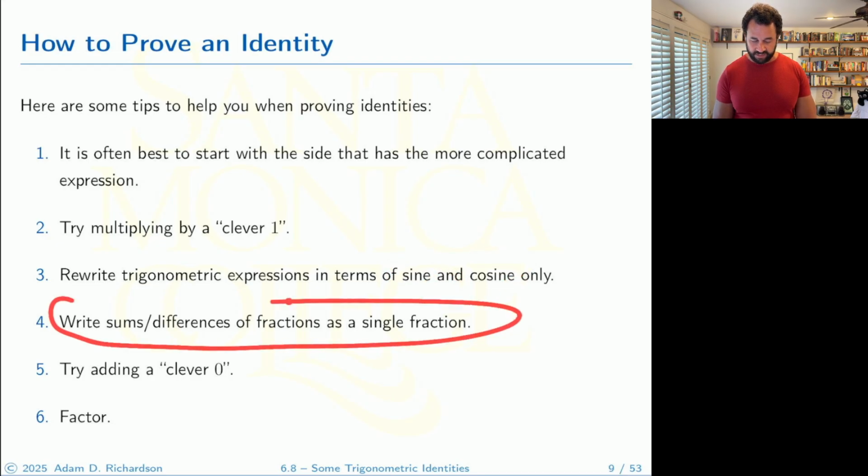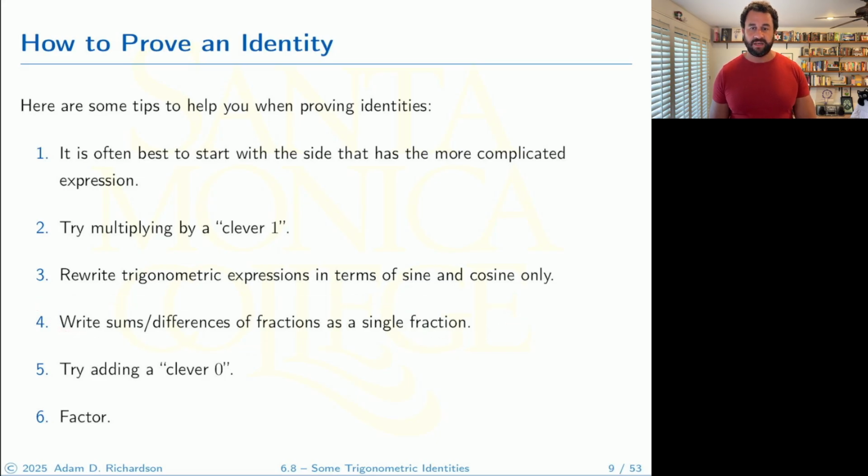Four, write sums and differences of fractions as a single fraction. Basically, find a common denominator and push those fractions together. You can also try adding a clever zero. There's both of them, right? Clever one, clever zero. And also factoring. Factoring is another way that can help you massage things so that you can prove an identity.